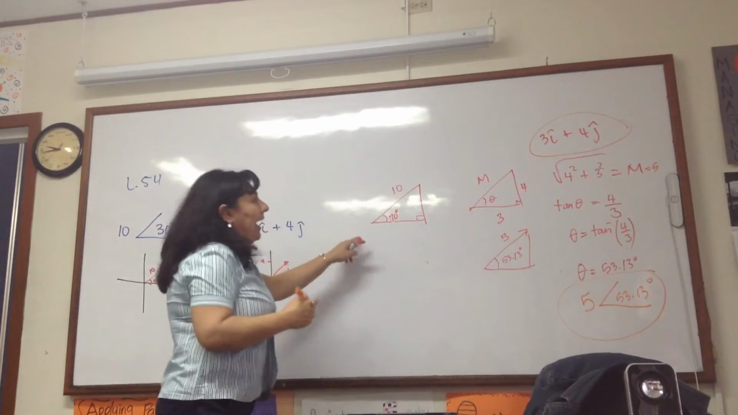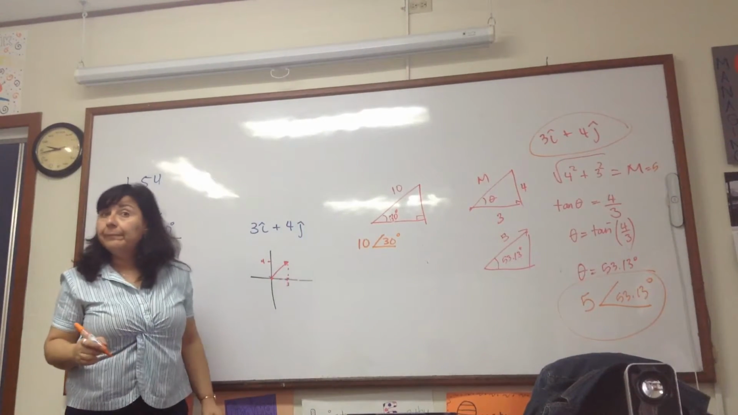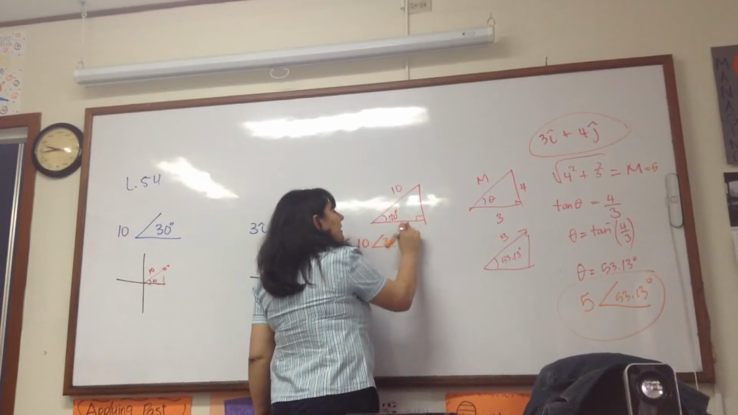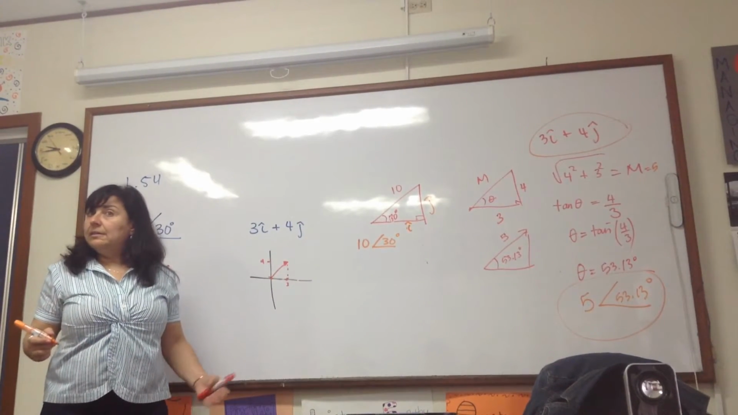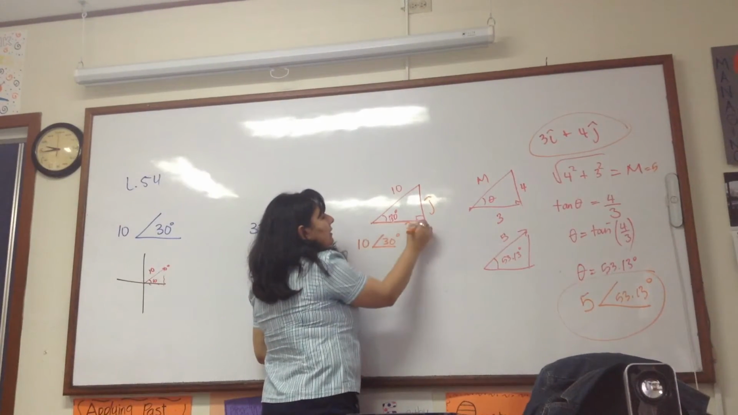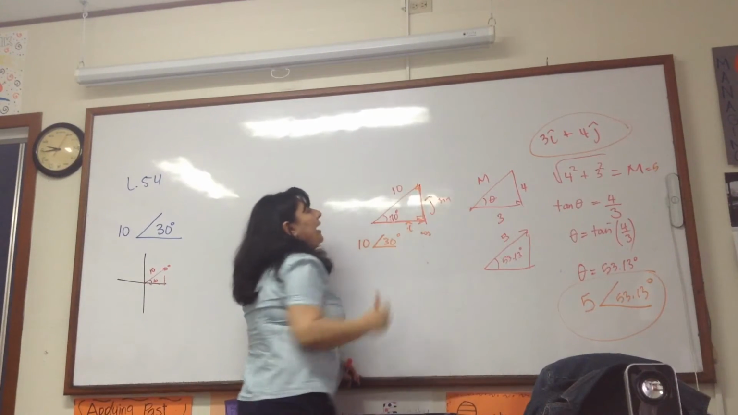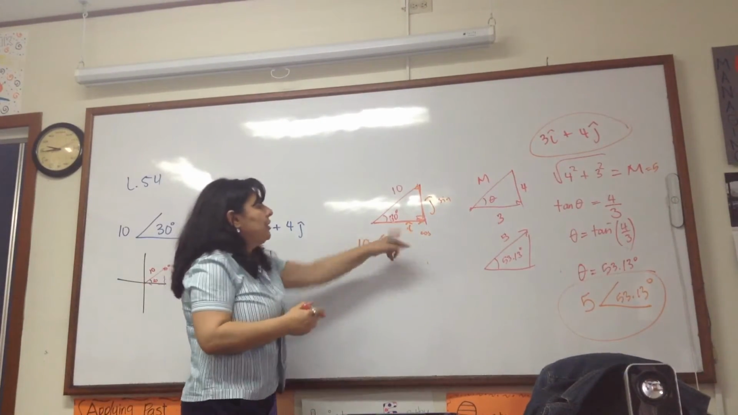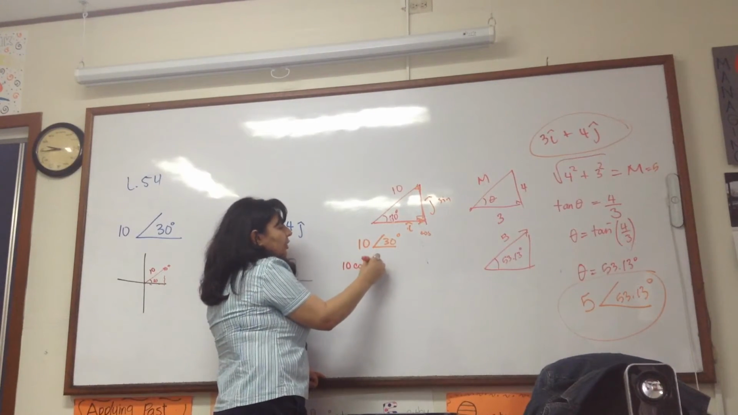I know that this one says it's 10 angle 30. Right? How do we find I and J? With sine and cosine. This one would be cosine, right? And this one would be sine. Why? Because it's the opposite and the adjacent. So let's find first this one. This one would be 10 cosine of 30.